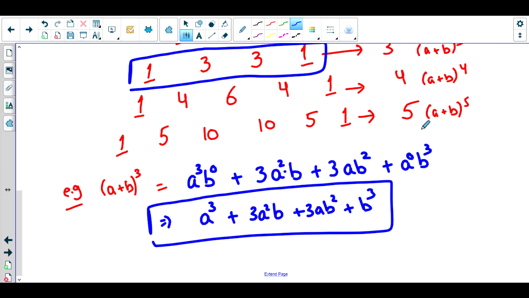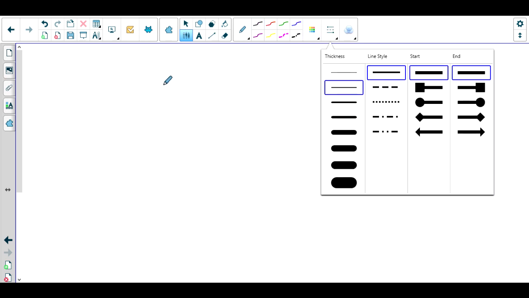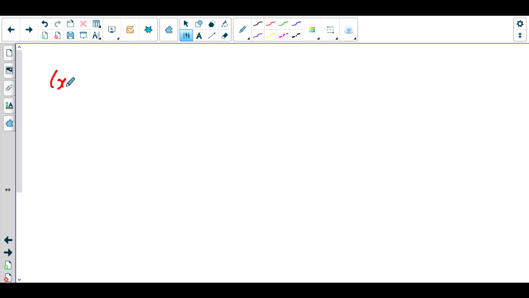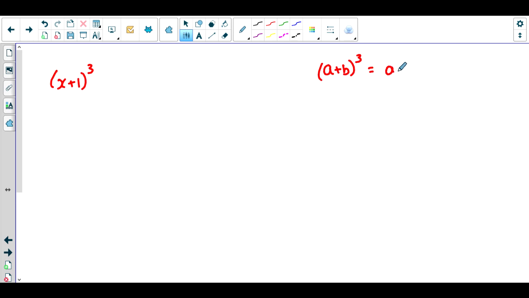Okay, now let's use this expansion and solve some questions. Let's do some practice, because mathematics is all about practice. Let's solve x plus 1 cube. If you look at this, it is similar to a plus b whole cube. This formula we just learned, we expanded it and we also get it from the Pascal triangle. It's a cube plus 3a square b plus 3ab square plus b cube. This is an arranged format, starting from a cube, then a square, then a, and then b.